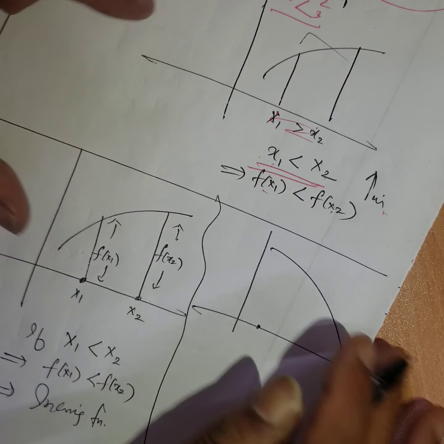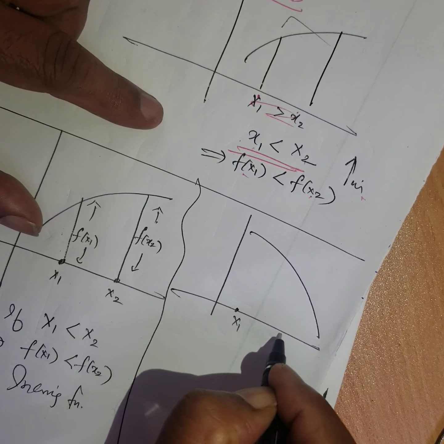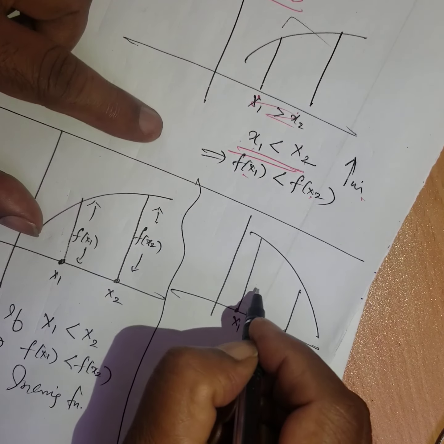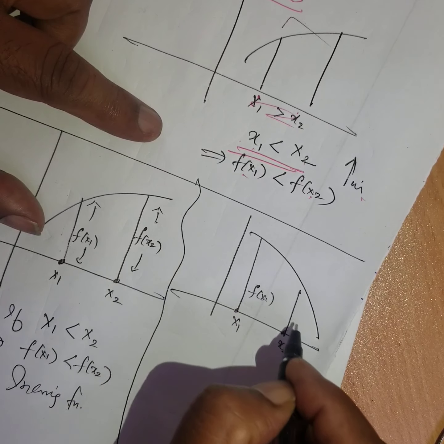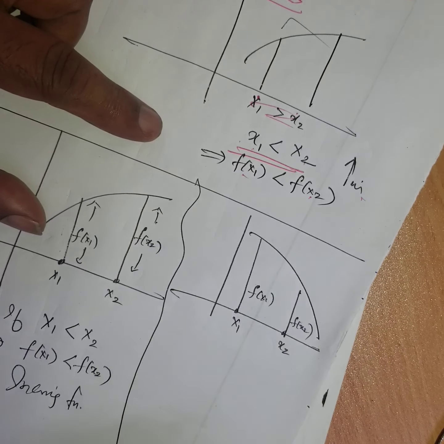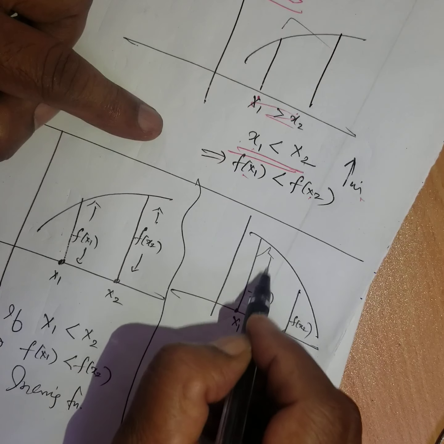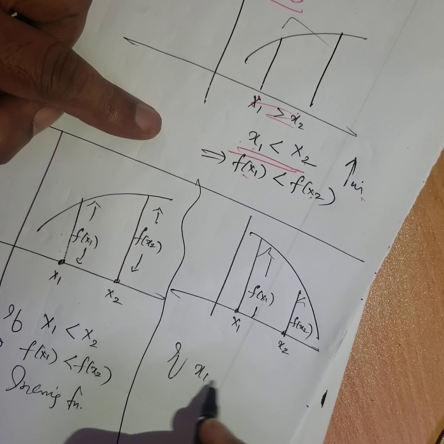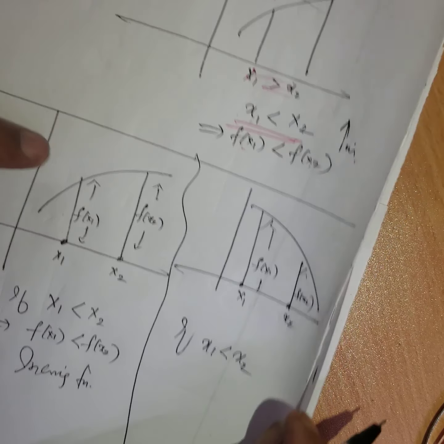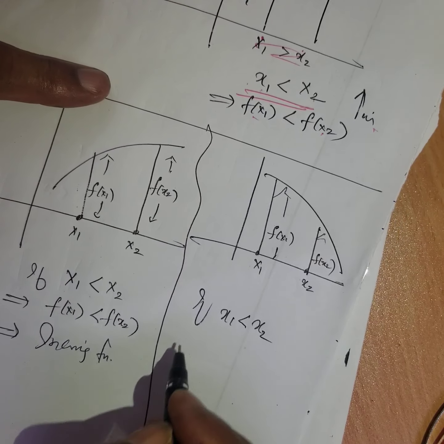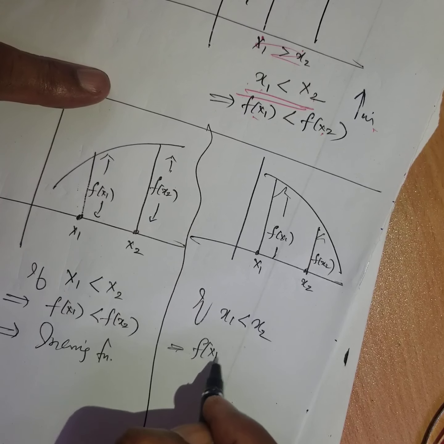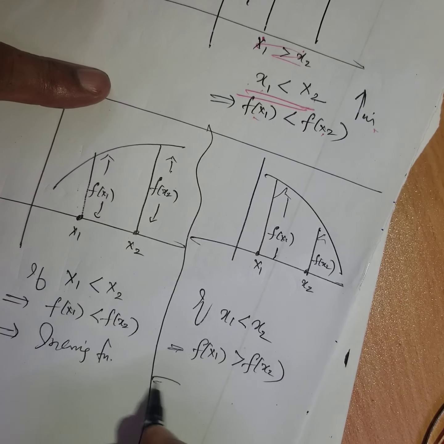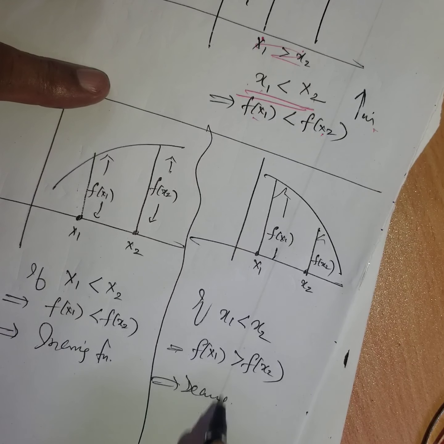Now what? This is x1, this is x2. This is f of x1. This is f of x2. Here what? This is a bigger value, this is a smaller value. If x1 is less than x2, the same statement implies function of x1 is greater than function of x2. That means decreasing function.